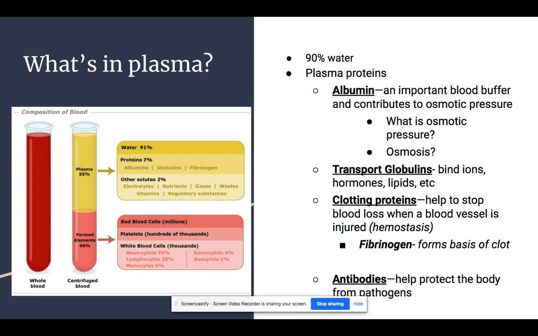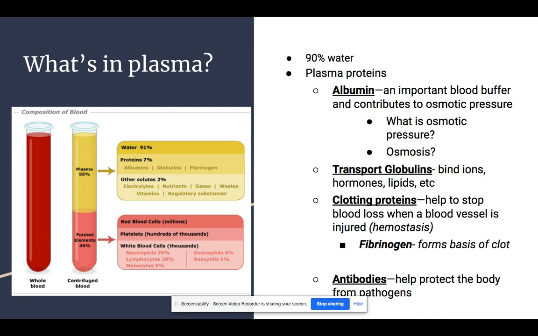we want to be able to keep most of that water inside the blood instead of diffusing out to the other tissues that might have less water. Therefore, we have this albumin, which is going to allow that water to stay within the blood vessels. So, therefore, it's going to keep this osmotic pressure so that the water doesn't flow out of the blood vessels and decrease the volume of the blood. Then we also have transport globulins.